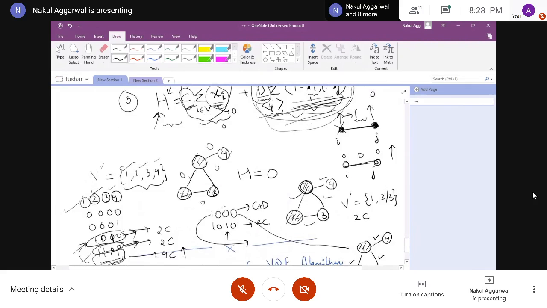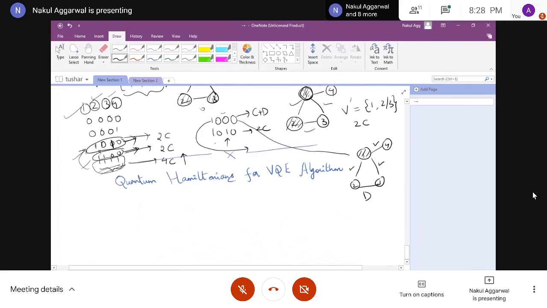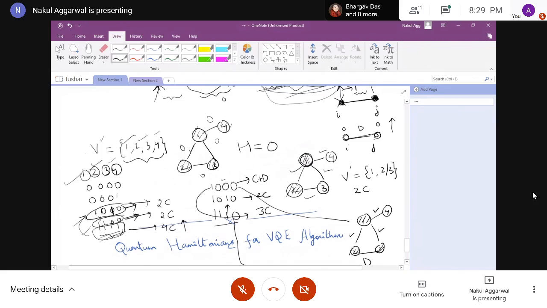This has value 2C. Let's look at another case. We color one more: 1, 1, 1, 0. We will have 3C effectively because three nodes are colored, and we have colored 1, 2, and 3, so there is no contribution from D. This will give 3C. Obviously 1000 is not our solution, while this one is, so we need this energy to be greater than that. We want C plus D to be greater than 2C, which gives us the condition D is greater than C.